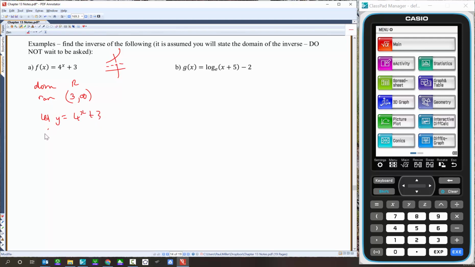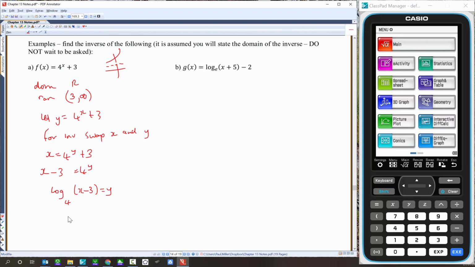Now for the inverse, swap x and y. So we're going to go x equals 4 to the y plus 3. Now what we're going to do is go x take 3 equals 4 to the y. We need to make y the subject. How are we going to do that? Well, let's switch it to log form. So we're going to say that log base 4 of (x take 3) equals y. So there's our inverse function.